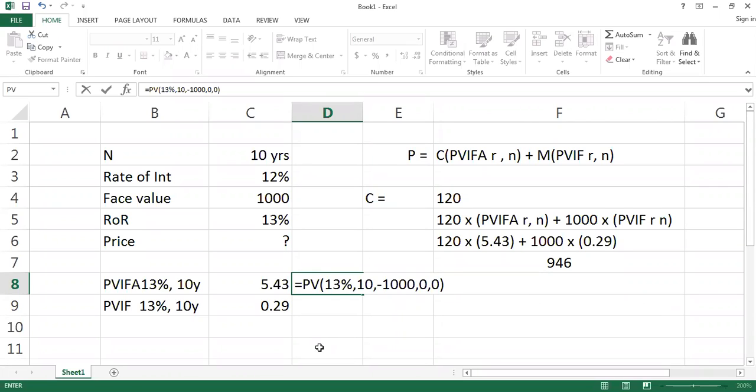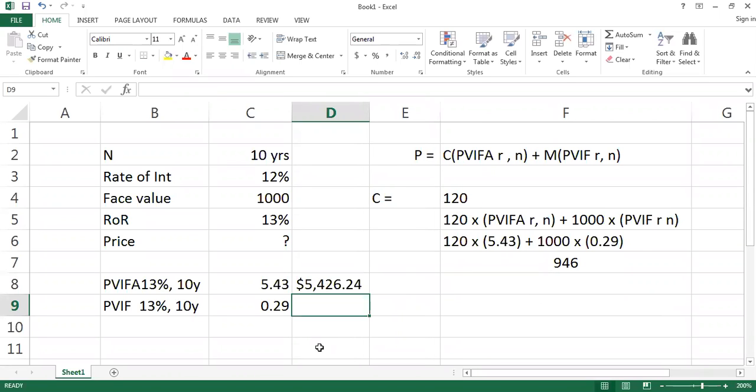Okay, I get this particular value. So this is my annuity value. Clear? Of course, when you multiply it, whatever answer you can see, you will be able to get that same answer here.